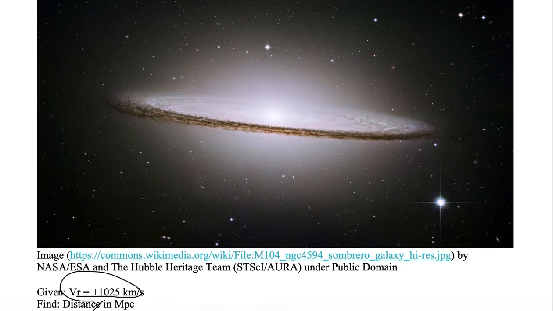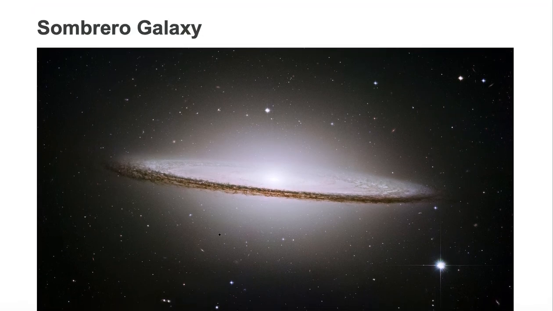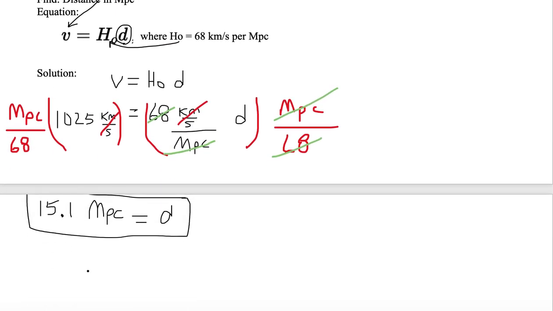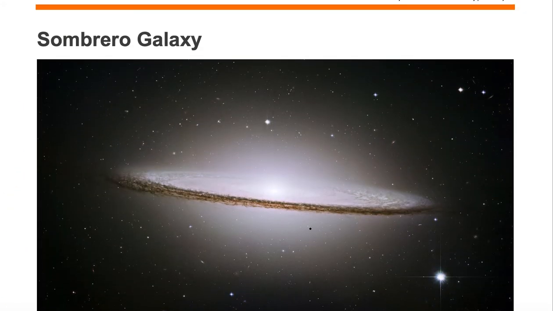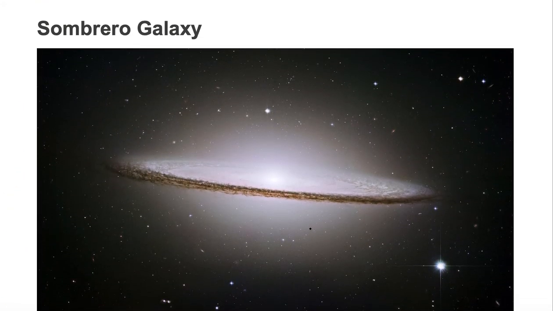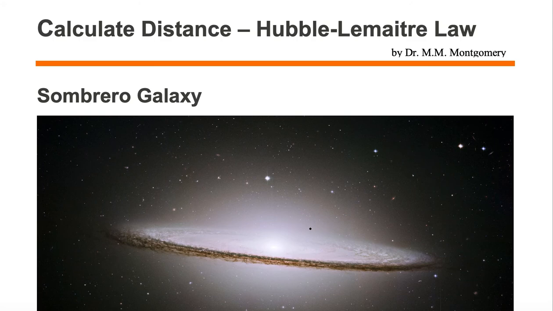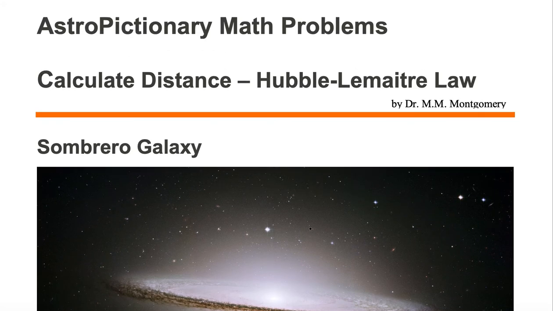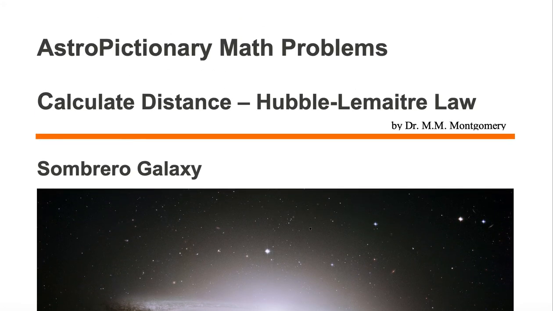Now the actual distance to the Sombrero galaxy is 10 megaparsecs, not 15. We're off, and we're off because we're using the Hubble-Lemaitre law to find the distance to a nearby galaxy, which is the Sombrero galaxy. You only use the Hubble-Lemaitre law to find distances to faraway galaxies, distances that you cannot find by another method.